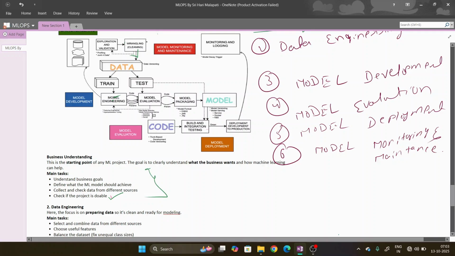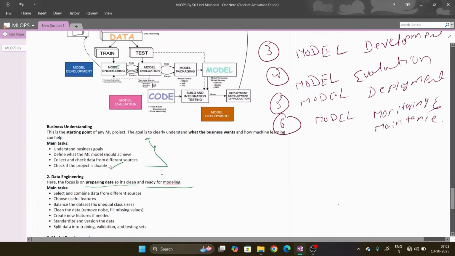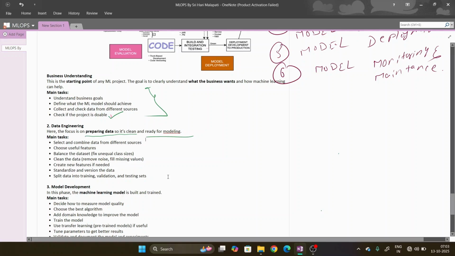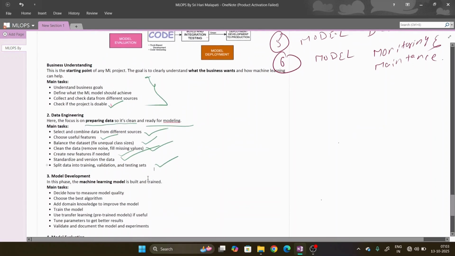Second one is data engineering. The main focus is preparing the data so it's clean and ready for modeling. For this, select and combine the data from the different sources, choose useful features, balance the data sets, clean the data, create new features if needed, standardize and version the data, and split the data into training, validation and testing sets. We'll discuss all this in later videos, guys.